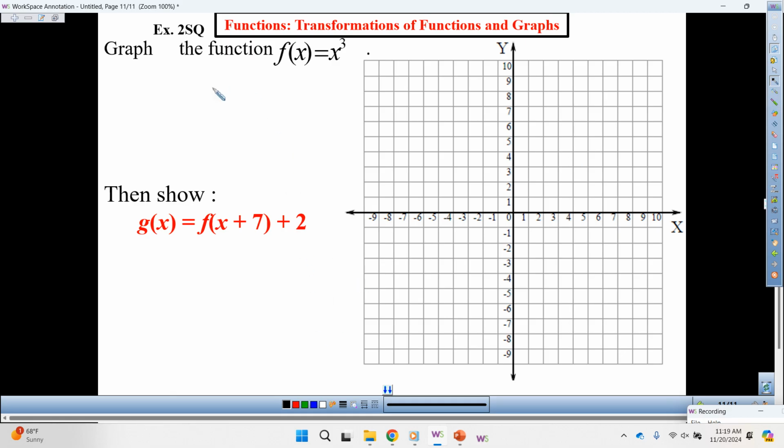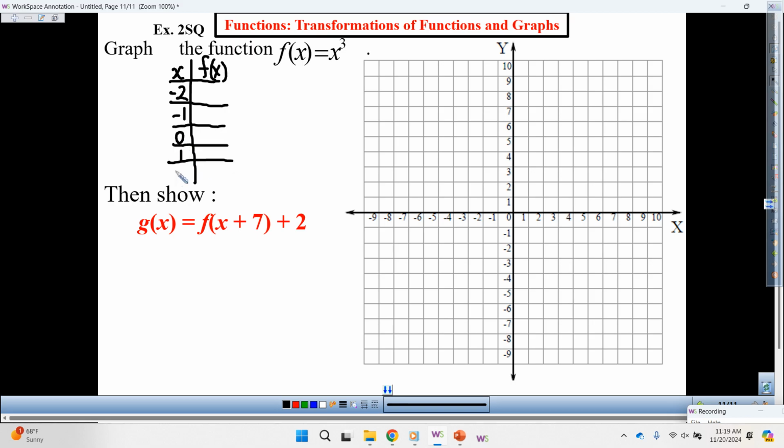So, let's see. What is the first thing we do, Caesar? A table, x, f of x. What values for x, Geo? -2, -1, 0, 1, and 2. Okay. So far so good, yes?